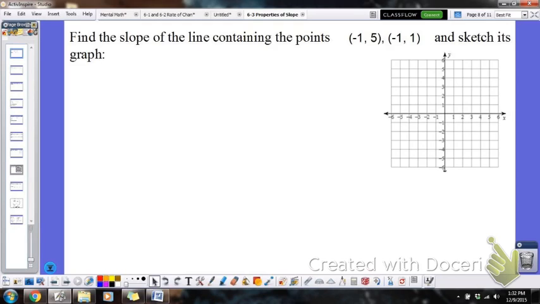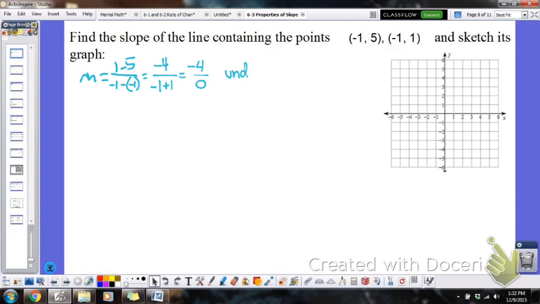Now we have the points (-1, 5) and (-1, 1). So now this slope will look like 1 minus 5 over negative 1 minus negative 1. So in my numerator, I'll have negative 4. And negative 1 minus negative 1 is the same thing as negative 1 plus 1, which is 0, so negative 4 over 0. And we know that we cannot divide by 0. If you plug negative 4 over 0 in your calculator, it's going to give you an error. It's going to say undefined. So this is undefined.